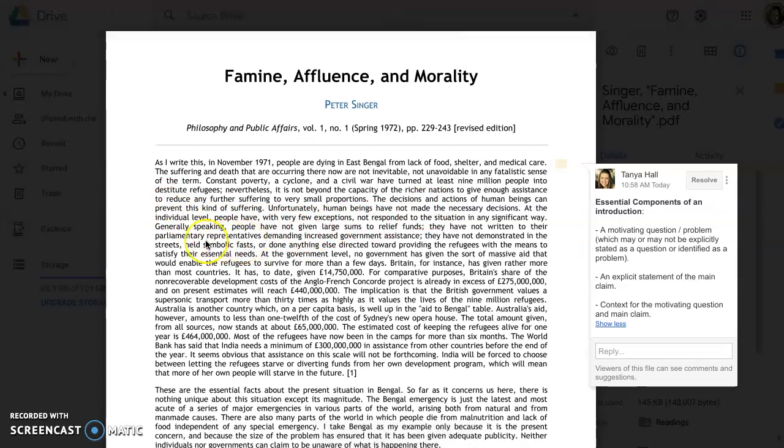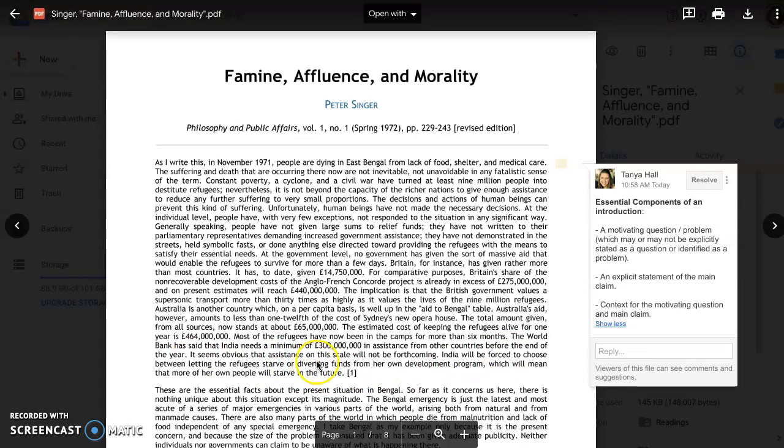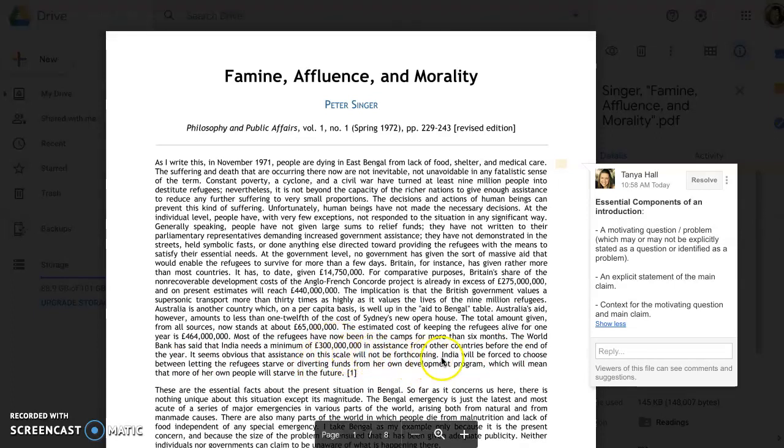level. What is it we're not doing? We're not giving money. We're not writing to our representatives. We are not demonstrating in the streets or holding symbolic fasts or any other kind of thing that might contribute as a solution to this problem. At the government level, so another way, I'm expecting that we're not taking the necessary actions required. No massive aid given, and what develops here is just what governments are giving and in comparison to other things they spend money on. So it seems obvious that assistance on the scale required will not be forthcoming, and so either people are going to starve now or starve later.